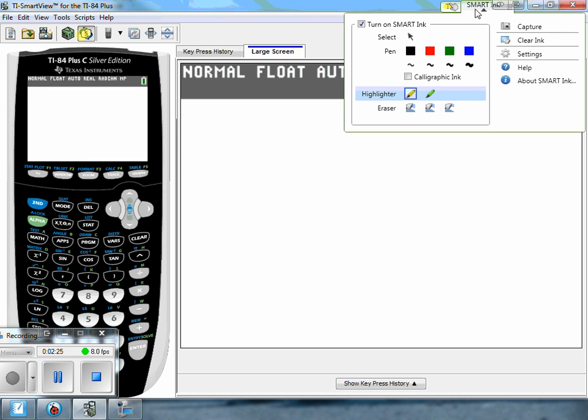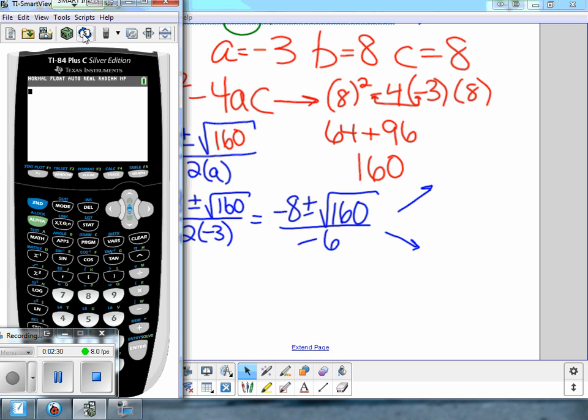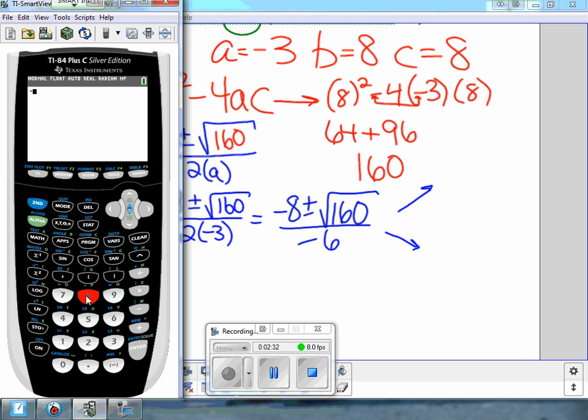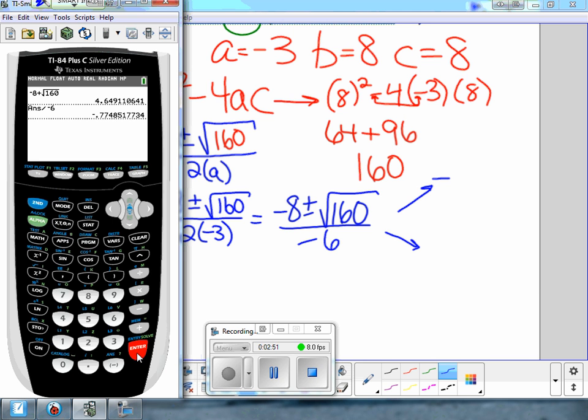So let's go ahead and type in negative 8 plus the square root of 160. I like to hit enter and then divide by negative 6. So one of the solutions is negative 0.775. That is one of our solutions. So negative 0.775 comma 0 would be one of the zeros.